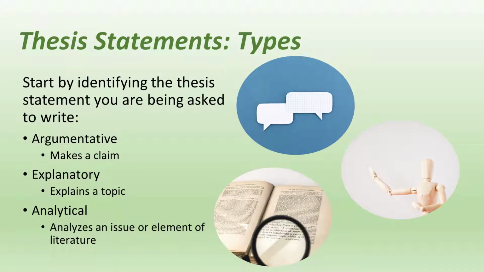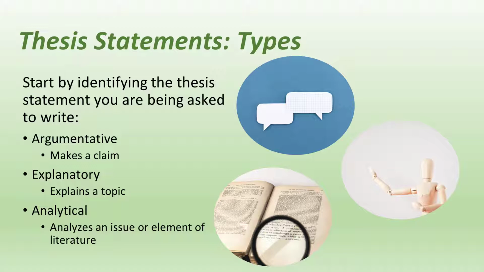Well, as I mentioned previously, there are different types. So an argumentative thesis statement makes a claim. That's the type that we are going to look at in the following example. Explanatory thesis statements explain or make clear a topic, and analytical thesis statements analyze an issue or element. They're breaking it down and drawing insights from it.